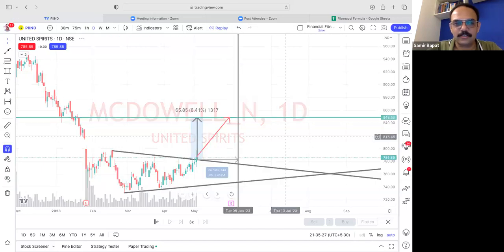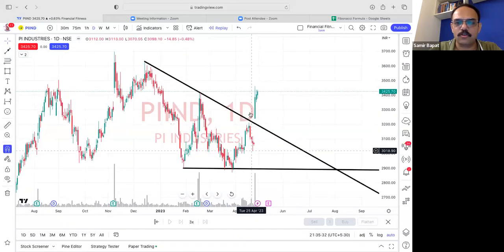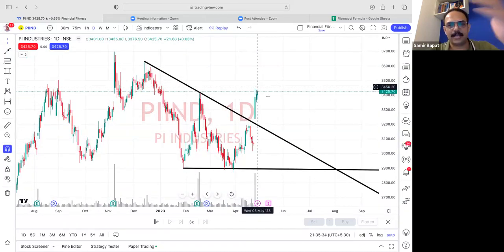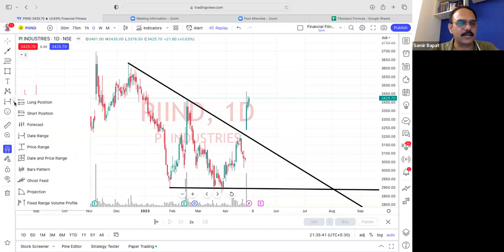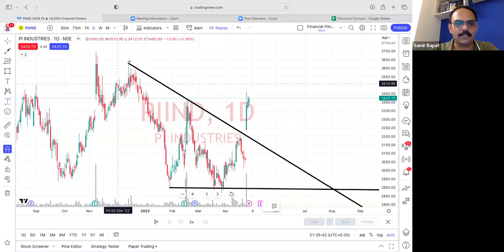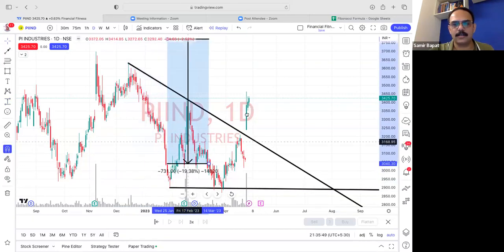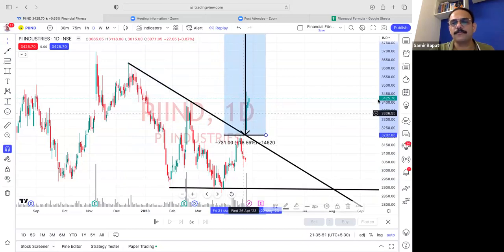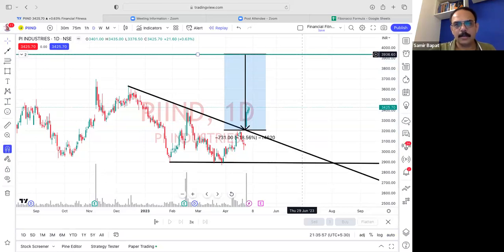Okay, so let's go to PI Industries. Again, PI Industries has come out from the triangle. I have already shared what the targets are. You also know what the targets for PI Industries are. What you can observe is from here to here, and then from here to here. This is the target as per the triangle. Will it go straight? No, it will not go straight till here.